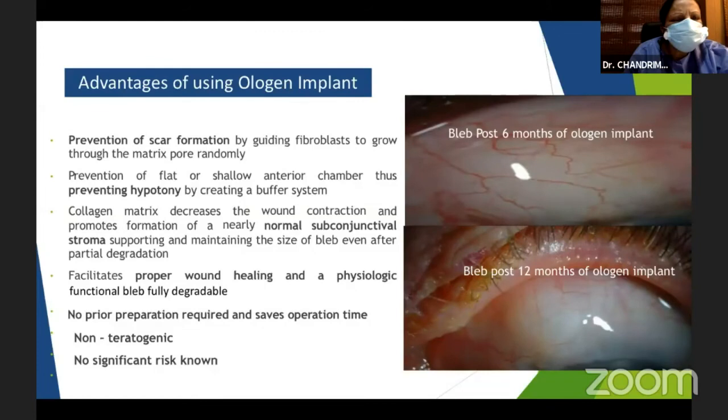So the advantages of using an Ologen implant: prevention of scar formation, preventing hypotony by creating a buffer system, and the collagen matrix decreases wound cicatrization and contraction and promotes formation of a nearly normal subconjunctival stroma. It facilitates proper wound healing and a physiological functional bleb. No prior preparation is required and it saves time in the operation theatre. It is non-teratogenic and there are no significant risks known.